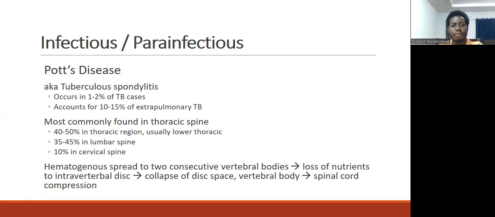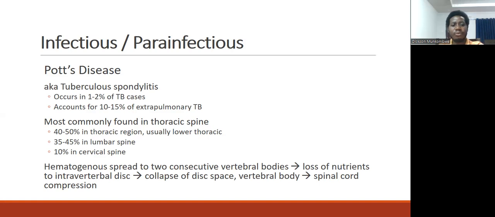Most commonly found in the thoracic spine, with 40 to 50% in the thoracic region, usually in the lower thoracic segments. But you could have it in the lumbar spine as well with 35 to 45% prevalence, and fewer cases in the cervical spine with 10%.